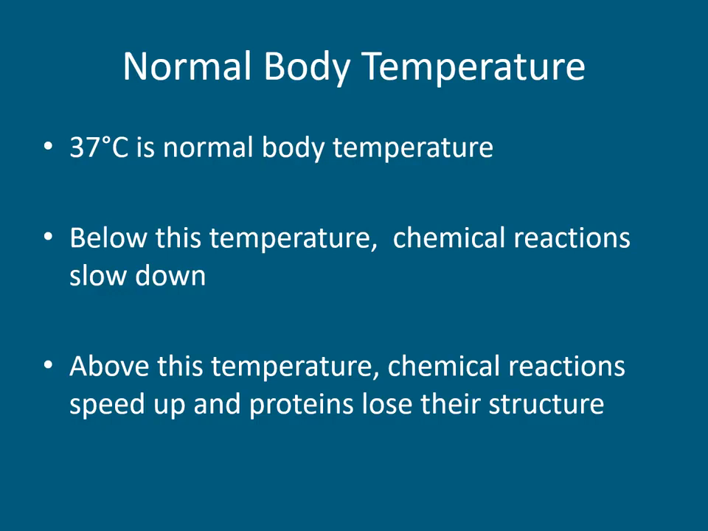If the temperature goes above 37 degrees C, what happens is initially the chemical reactions speed up. But you go above a certain temperature, and what happens then is the proteins will start to, what we call denature, they lose their structure. And remember, structure determines function. So if you destroy their structure, the proteins can no longer function, which means the chemical reactions cannot take place, which means cell death is going to occur.